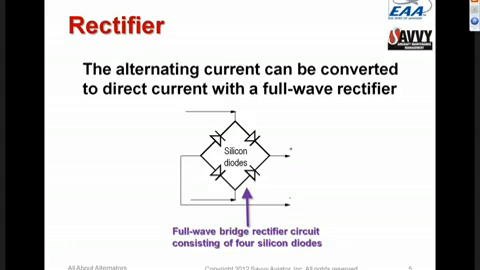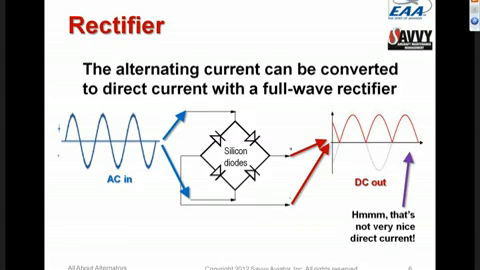Because our aircraft are set up to use direct current instead of alternating current, the alternating current from the stator in the alternator is passed through a rectifier assembly, which is a full wave rectifier bridge that converts the AC to DC so that we get DC out of the alternator. Now what we get out of the alternator is not exactly DC. It's rectified AC, and so it's DC with a lot of bumps in it.